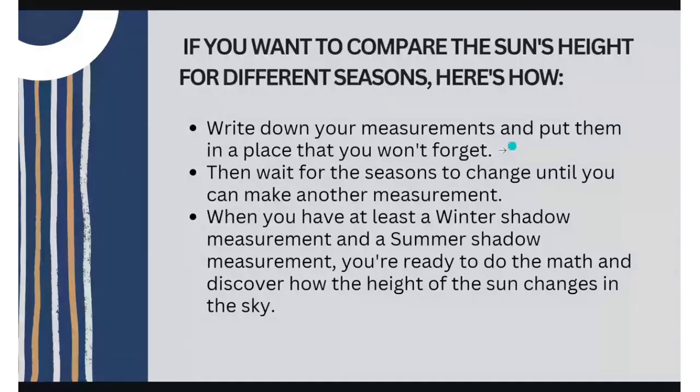So, if you want to compare the sun's height for different seasons, here's how. First, write down your measurements and put them in a place that you won't forget. Then, you will wait for the seasons to change until you can make another measurement. So, when you have at least a winter shadow measurement and a summer shadow measurement, you're ready to do the math and discover how the height of the sun changes in the sky. So, if you're done measuring daw, take note of your measurements and put them in a place that you won't forget. Kasi you will wait for the other seasons to change until you can make another measurement.